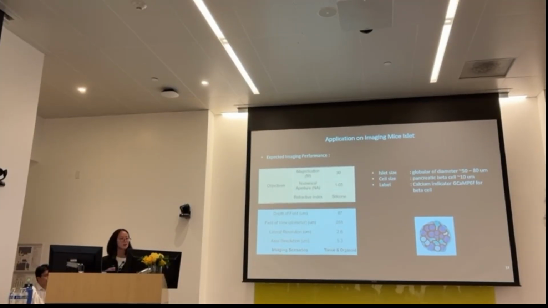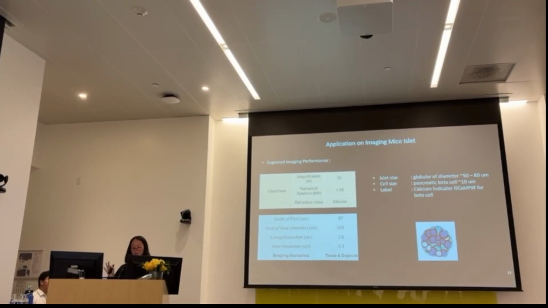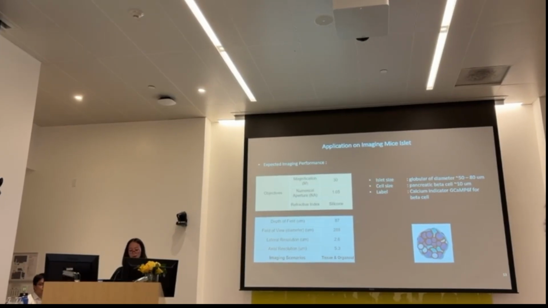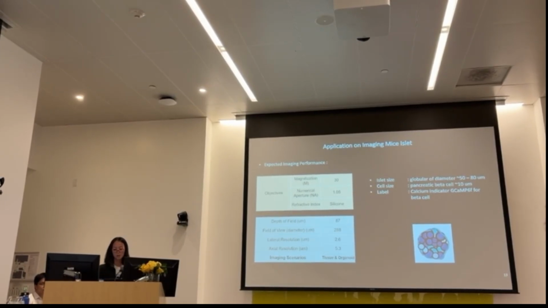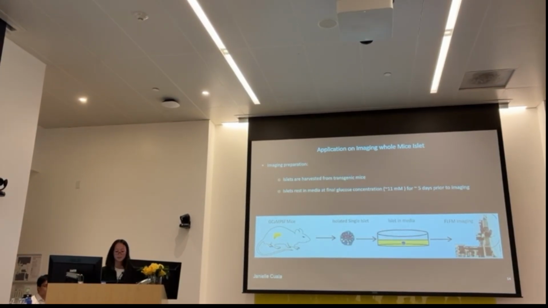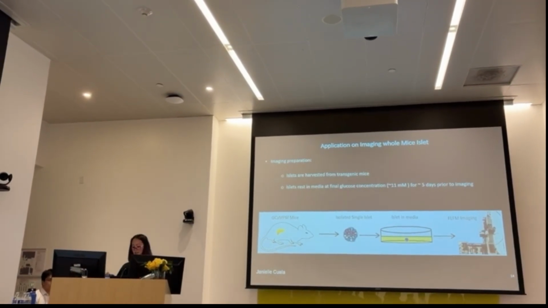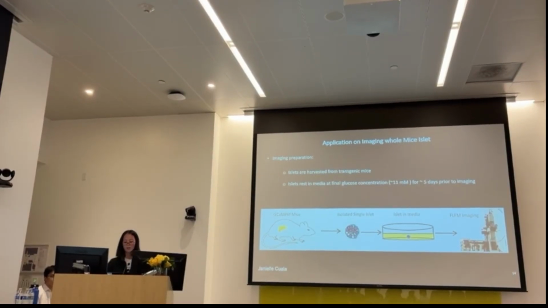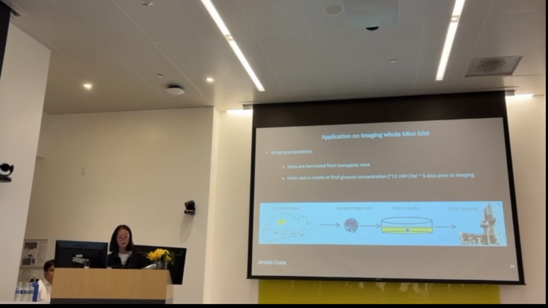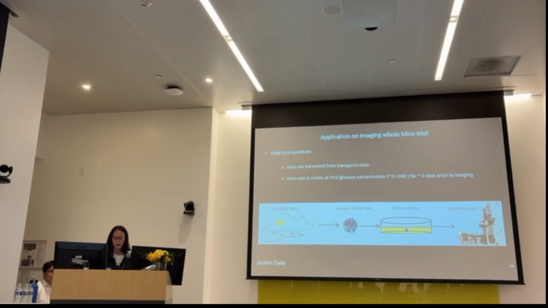So the islet is this globular structure of diameter around 50 to 80 micron, composed of the pancreatic cells, which is around 10 micron. So here we label the beta cell with calcium indicator GCaMP6f. This is a collaboration with a very talented graduate student called Janelle. She will harvest the islet from the transgenic mice, isolated and rested in media at final glucose concentration for 5 days prior to imaging.